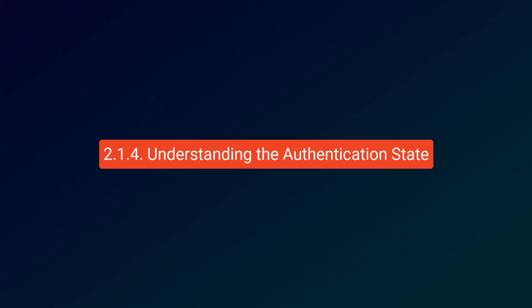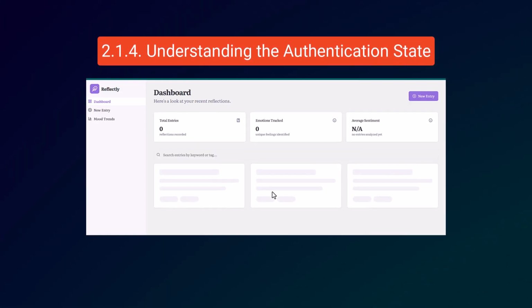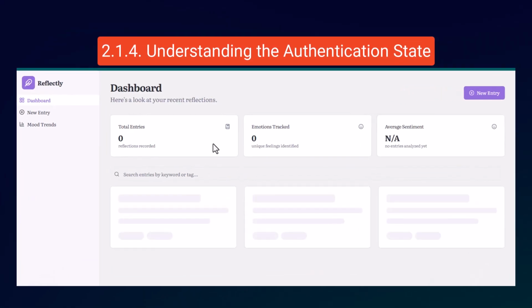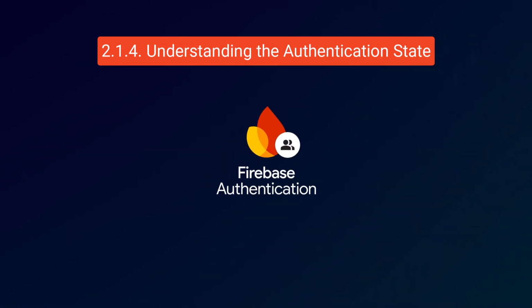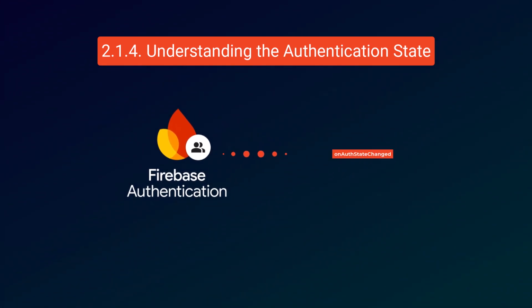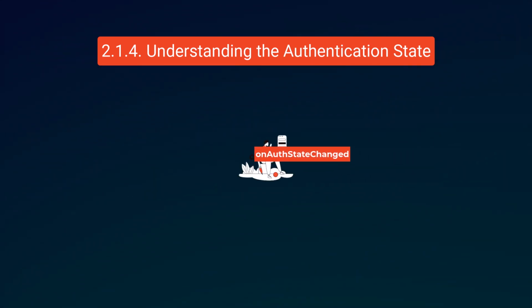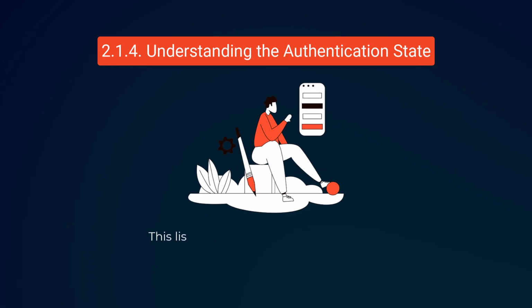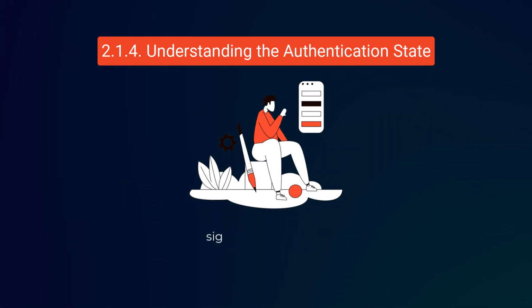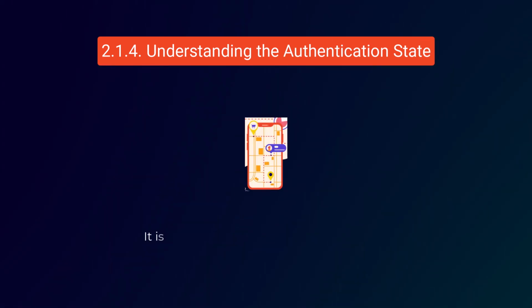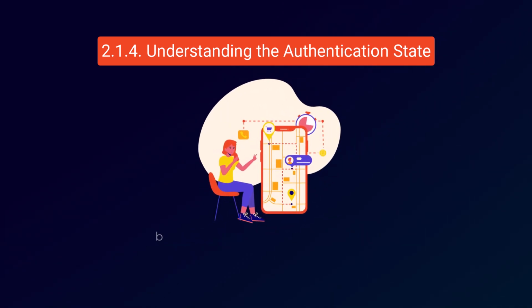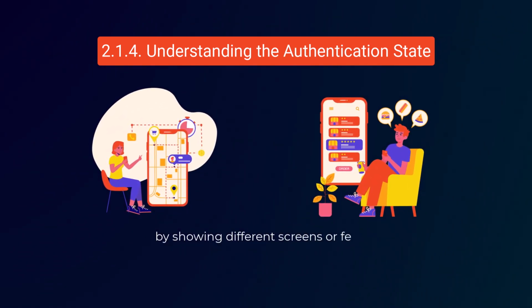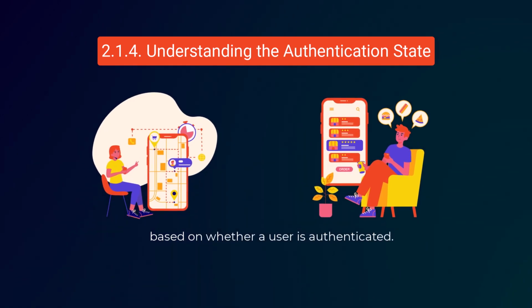Understanding the authentication state. The authentication state refers to the current user's login status. A user can be signed in, signed out, or authenticated anonymously. Firebase provides a powerful real-time listener, onAuthStateChanged, which you attach to your app. This listener is triggered whenever a user's sign-in status changes. It is crucial for managing the user interface. It allows your application to instantly react by showing different screens or features based on whether a user is authenticated.